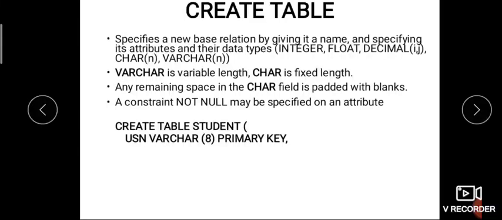A constraint not null may also be specified on the attribute. Not null means you should give some value. Every person will have a name. Every student will have a USN. So no student is there without a USN, right? No person without a name is there. So it should be not null, means it shouldn't have a null value.